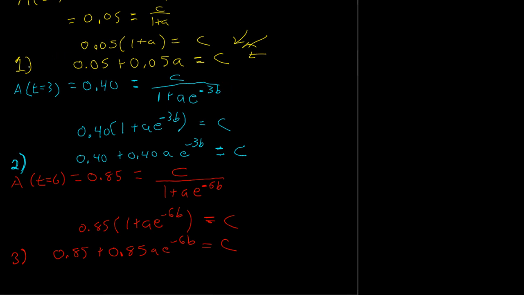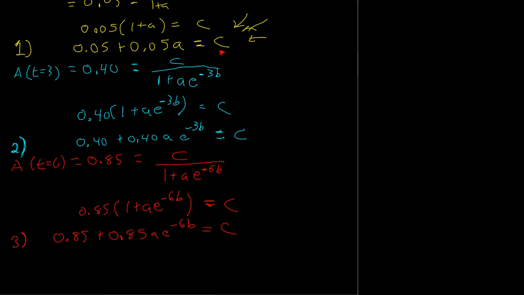So for number 1, since it says C is equal to this, I'm going to drop number 1 into number 2 so that I have no C values. And I'm going to drop number 1 into number 3 so that I have no C values. So I don't know A, B, and C, but I do know how C is related to A. So I will not worry about C in equations 2 and 3. I'll replace it. And this is going to look like this.